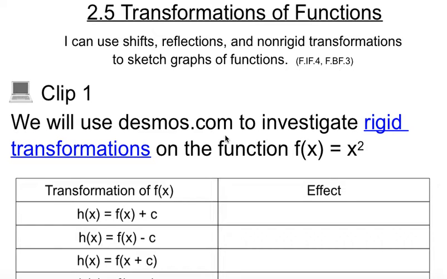Welcome to Pre-Calculus class today. We're going to be talking about transformations of functions. So we're seeing how shifts, reflections, and non-rigid transformations work, and what effects they have on graphs of functions.